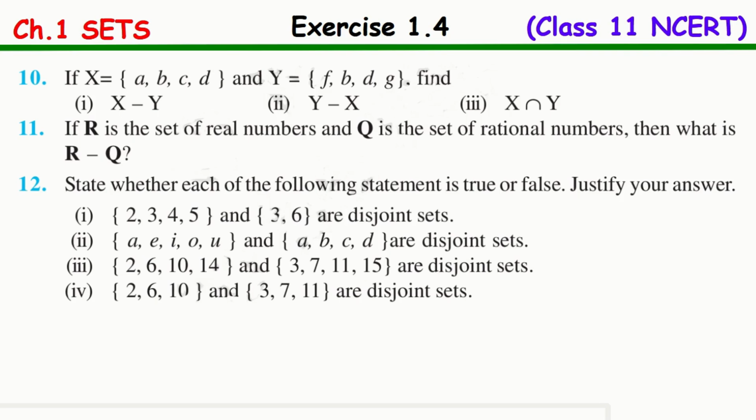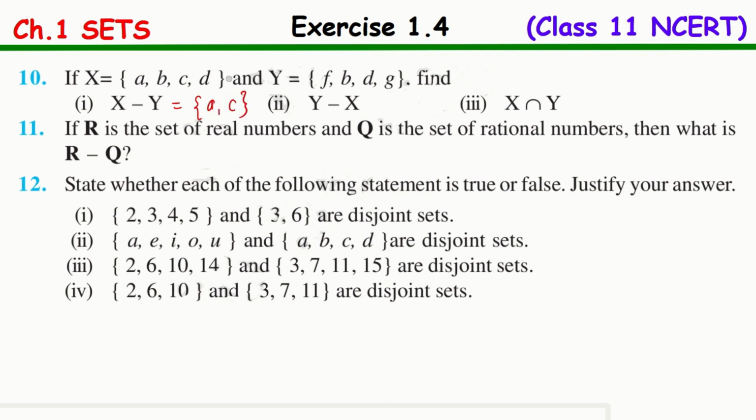Now we have 10th part, which is x is defined like this and y like this, x minus y. You have to remove the y elements which are present in x. So remove f, you remove b, you remove d and g. So we are left with only a and c.